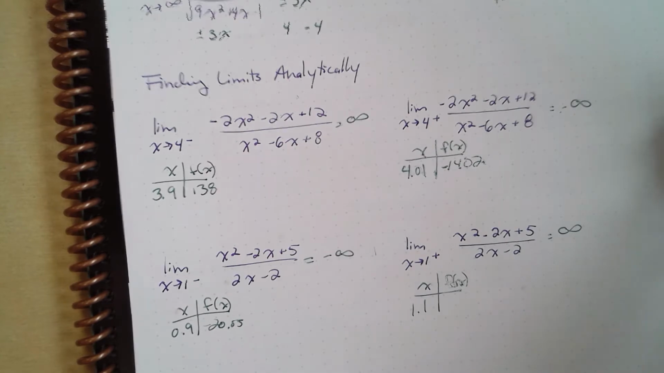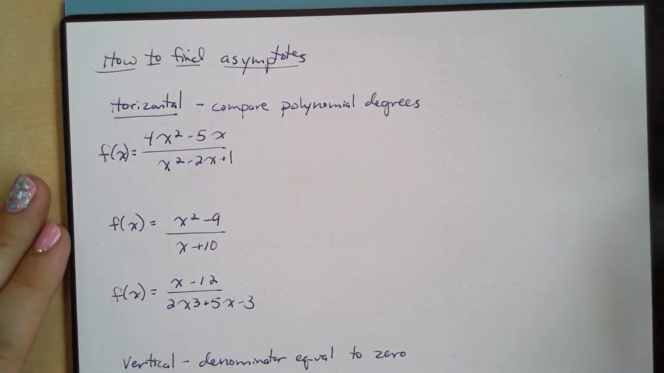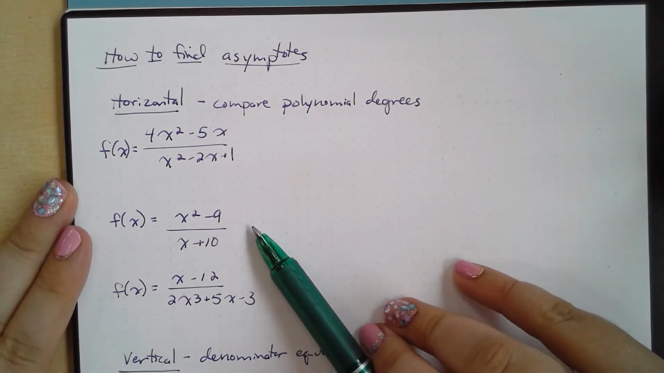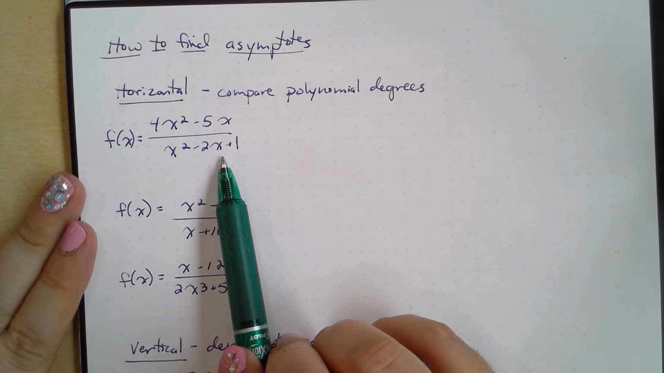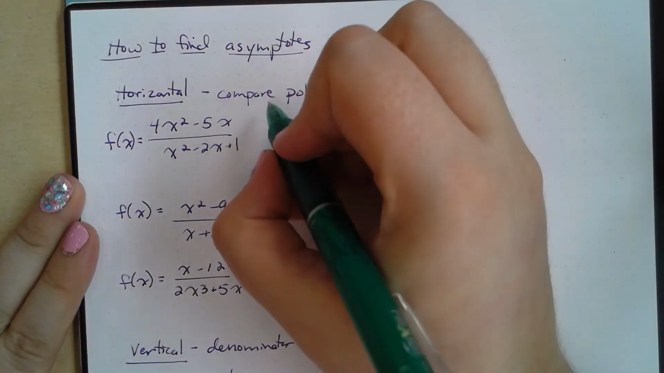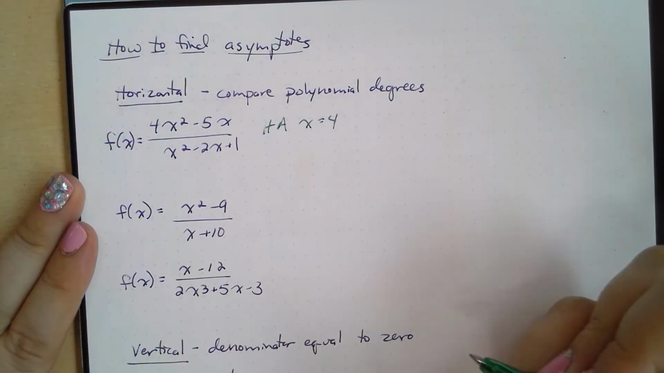All right, there's one last thing I want to talk about quickly, and I have already touched on it a little bit, so it should be mostly review. But basically, I want to talk about how to find an asymptote. So for horizontal asymptotes, you're just going to compare your polynomial degrees. Here, 4x squared minus 5x over x squared minus 2x plus 1. Compare these, x squared over x squared cancel out. Your horizontal asymptote would be at y equals 4.